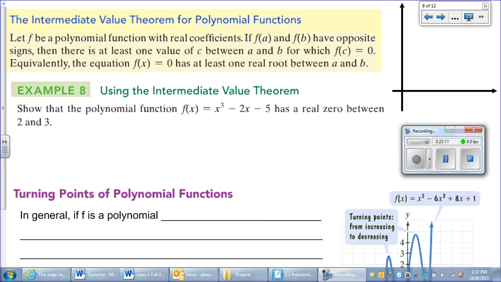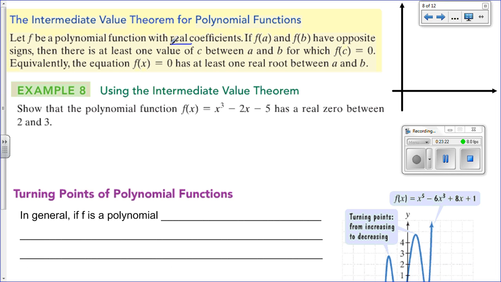Okay, so let's see. We're going to read it by parts. So f is a polynomial function. We understand that, right? Polynomial functions, they can have real coefficients. We already know that. So now we're going to have two x values that they're referring to here. Actually, let me do this. So we have an x value equal to a. And so let's plot that one here, a. Now, the corresponding y value to that x value is f of a.